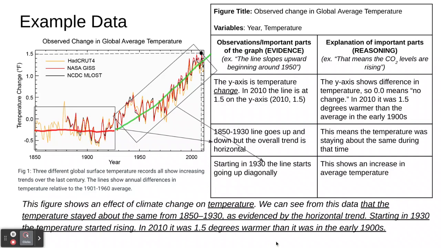Notice that in my final summary, I didn't include everything that I observed. I already had that written down. So my final summary is mainly my interpretations of the data. And that helps to keep my final summary short.